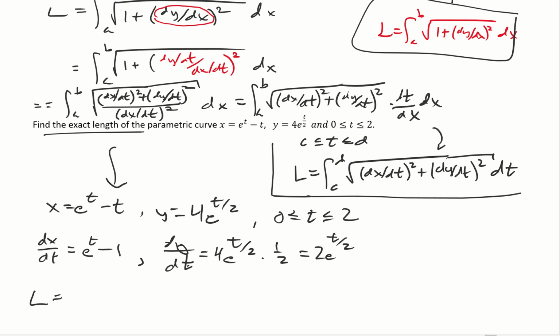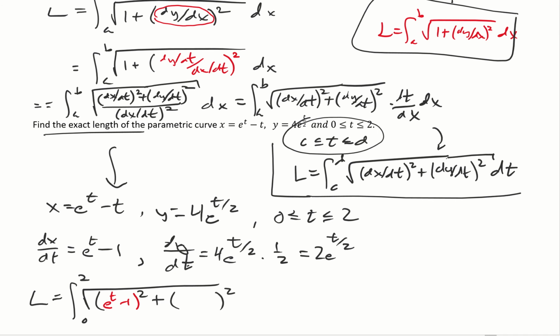The length of the curve is the integral from what to what? Look at that, I put it so close together. From 0 to 2, correct. 0 to 2, square root. Now I'm going to put this in red: dx/dt, e to the t minus 1, squared, plus the square of this other one, which is 2e to the t over 2.